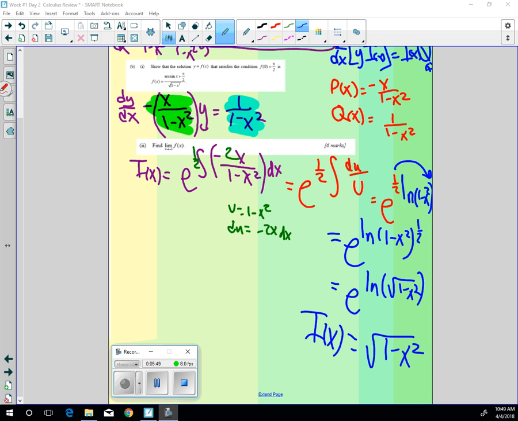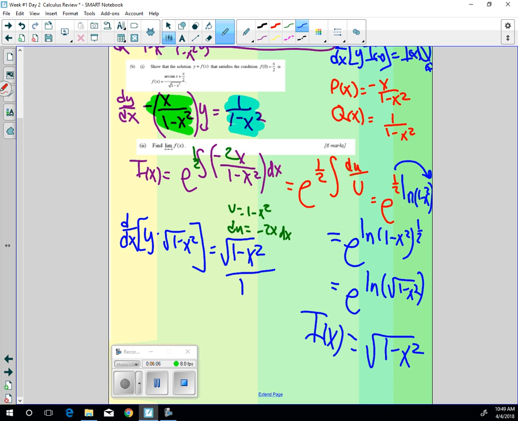Okay, so next, y times I. So you get the derivative of y times I, which is the square root of 1 minus x squared, is equal to I times q: the square root of 1 minus x squared over 1 minus x squared. Now simplify that for me in your head. What is it?